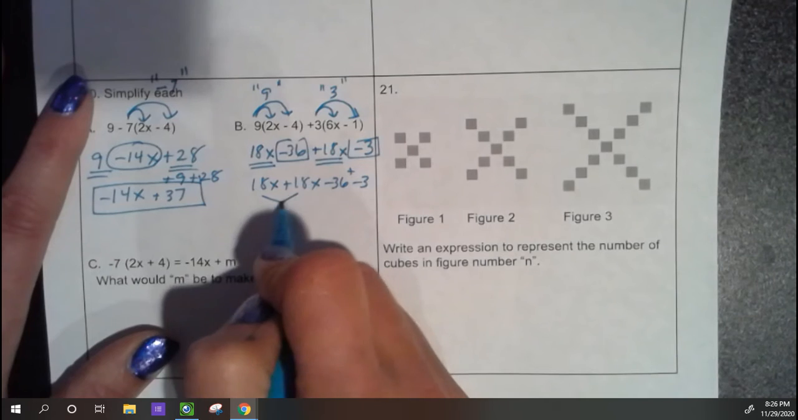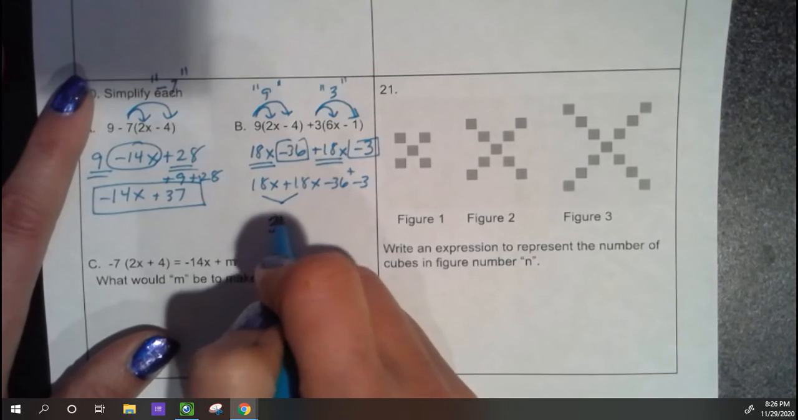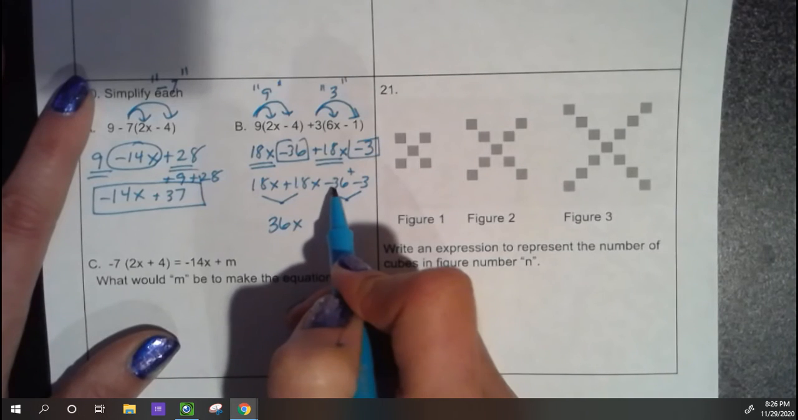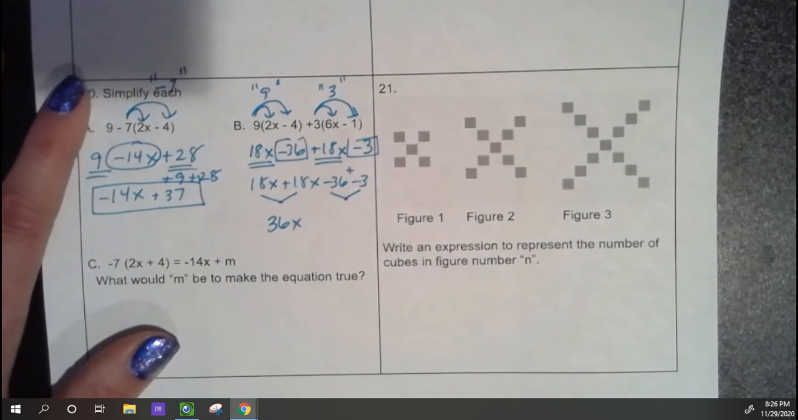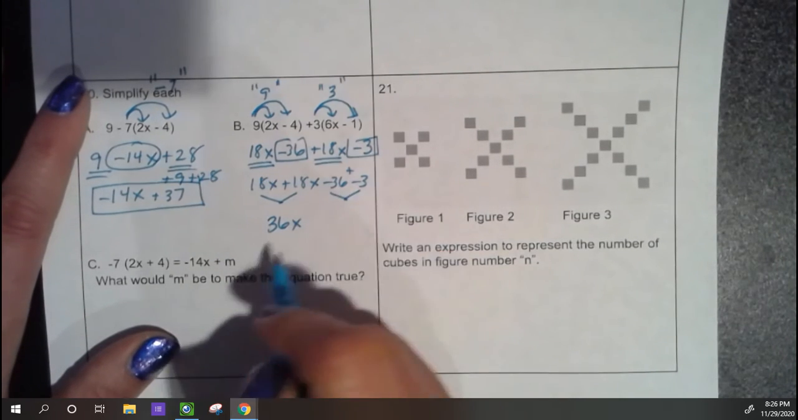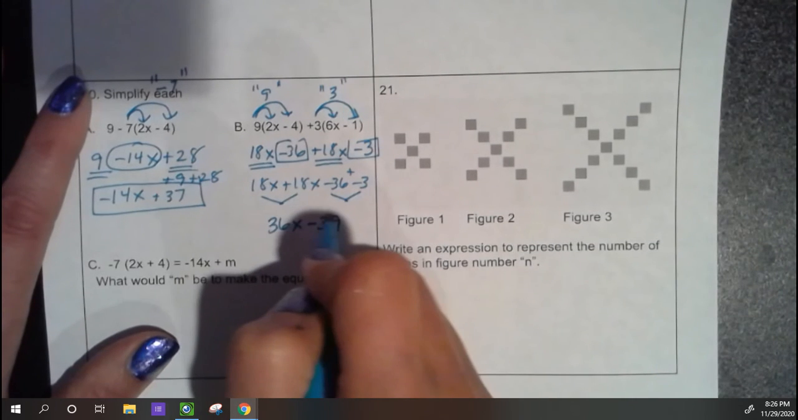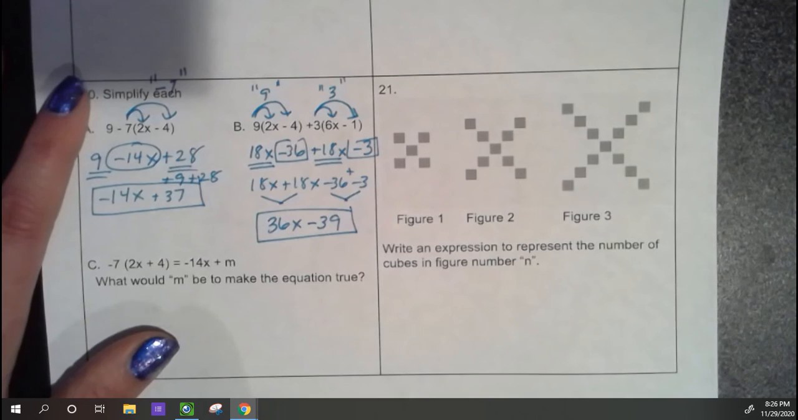So let's see, these guys give me 36x. And these guys, I'm adding them. Notice that 36 is a negative. A lot of kids will miss that. A lot of kids will tell me the answer here is 33. But it's not. It's negative 39 for the constant. The answer is the whole thing.